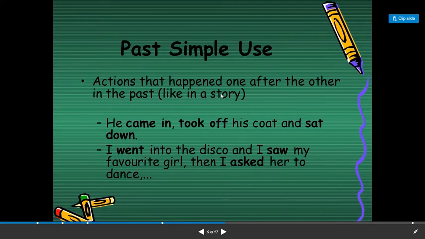Actions that happened one after the other in the past. He came in, took off his coat, and sat down. I went into the disco and I saw my favorite girl. Then I asked her to dance.